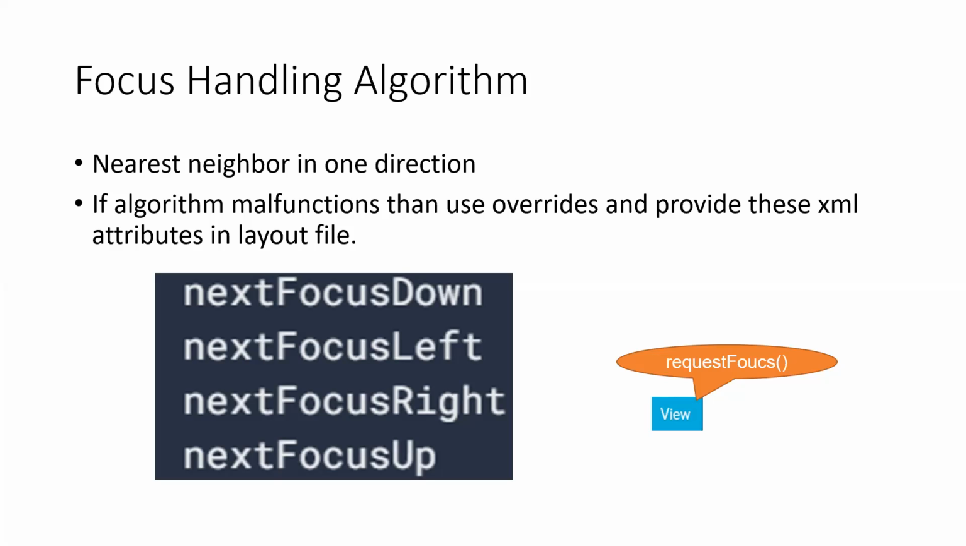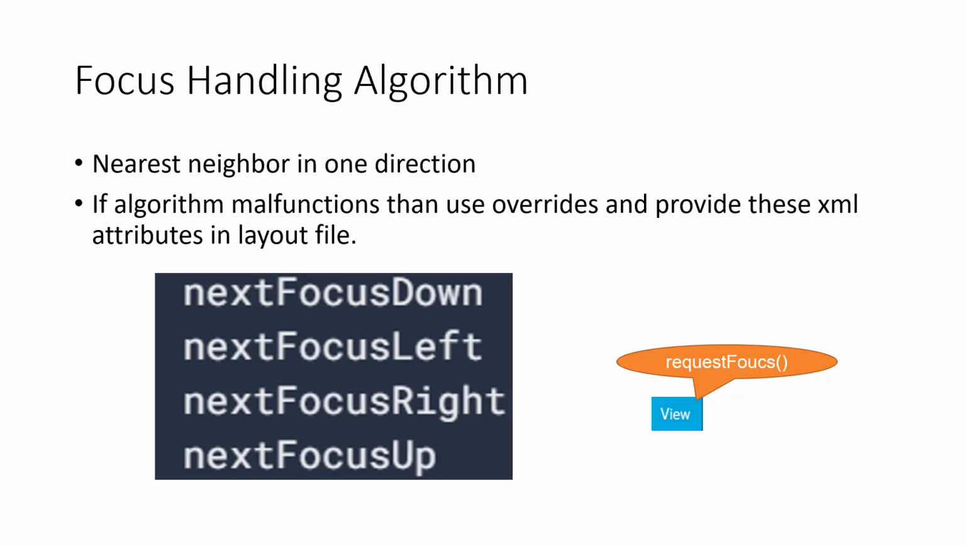If that algorithm malfunctions, or if you do not want to use that focusing algorithm, then you use overrides. Every control will say request focus, and request focus is going to be passed to the Android framework, and the Android framework is going to use that algorithm. The Android framework says that I can handle anything, I can also handle focus. But how does it do it? It makes use of this algorithm. But if you say, I don't want that default behavior of a nearest neighboring direction, then you do your own functionality. You can override these methods.